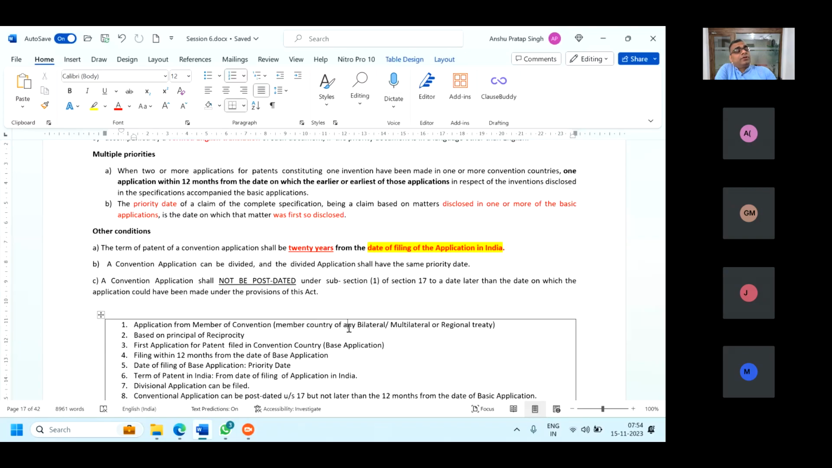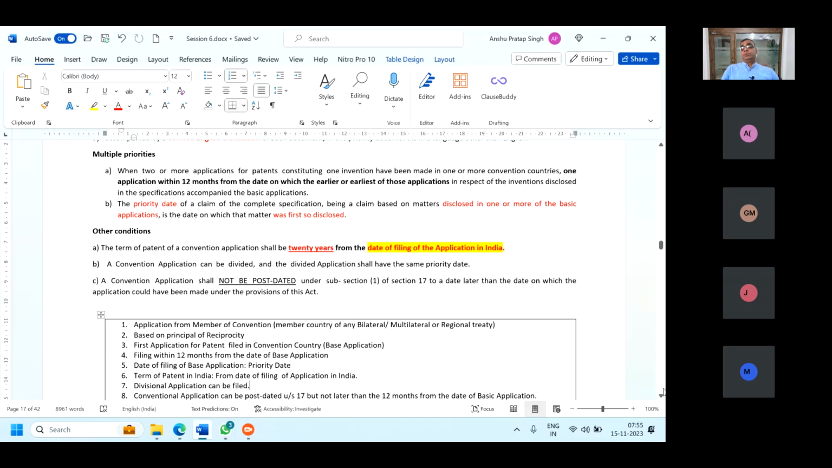So under 17.1, you can post date it for 6 months. If I am post dating it for 6 months, it will become 10. It's still within the boundary of 12 months, so it will be acceptable. However, had you filed the Indian application on the basis of the basic application in October, then post dating cannot be beyond 1 January 2022. This is what it means.